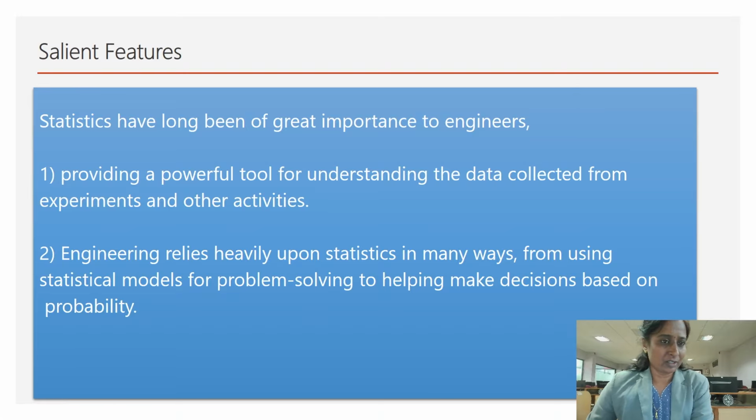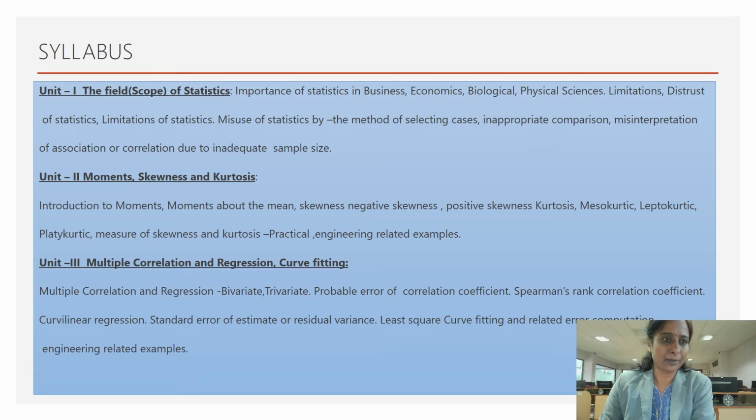What are the salient features? Statistics, as we all know, provides a powerful tool for understanding the data collected from experiments and other activities. Engineering relies heavily upon statistics in many ways, from using statistical models for problem solving to helping make decisions based on probability. Now, this open elective subject is divided into 5 units.